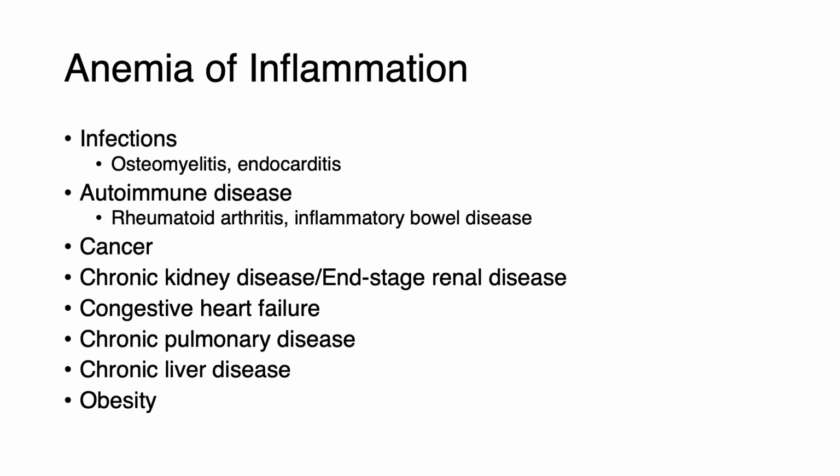There's a lot of different things that can cause anemia of inflammation. One of the classic things would be a chronic infection like osteomyelitis or a smoldering endocarditis, but acute infections can do it too. Autoimmune diseases like rheumatoid arthritis and IBD, cancer, CKD, heart failure, chronic lung diseases, especially COPD, chronic liver disease, and obesity are all causes of anemia of inflammation.